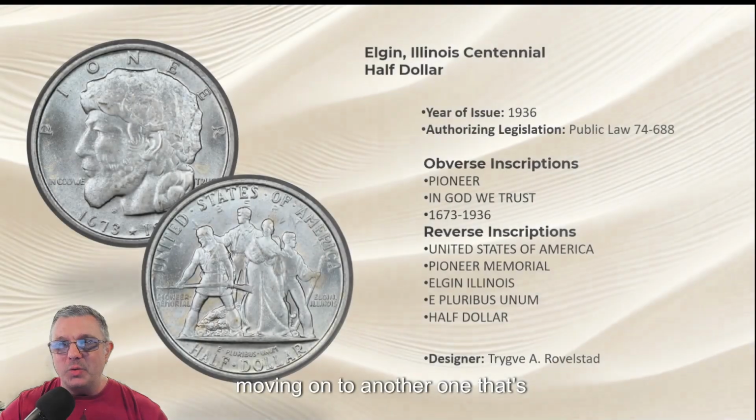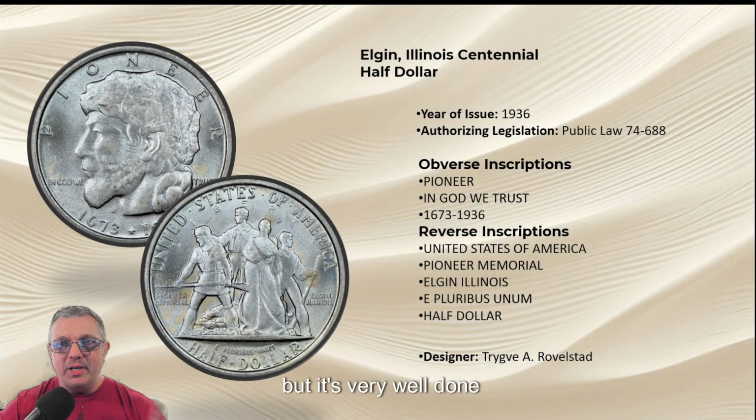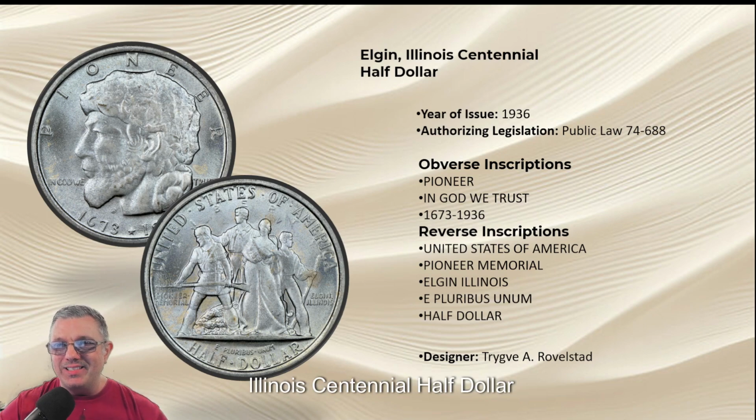All right, moving on to another one that's not a ship coin, but is very well done. This is the Elgin, Illinois Centennial half dollar. It was released for the 100th anniversary of that city's founding. Now you'll see the head of the Pioneer there on the obverse. You have that Pioneer listed across the top, and then you have the date, "In God We Trust." And then on the reverse, you have a group of 4 pioneers, 3 men, 1 lady. You'll see them represented very well. It does have E Pluribus Unum on the back along with the denomination.